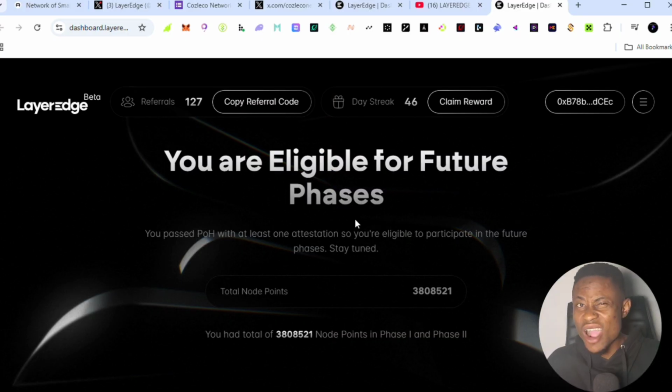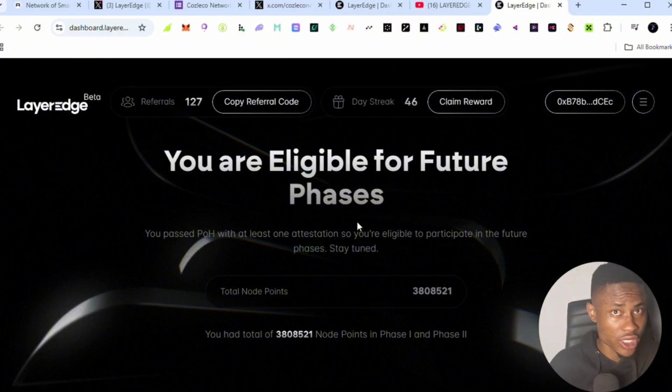Now this particular Layeredge has had a lot of confusion, starting from the proof of humanity, where some people were struggling to do that and many wallets were eliminated. About 500 and something thousand were qualified for the proof of humanity. I know by now every one of us has checked their eligibility. Now how was this eligibility calculated? Because I just showed you guys how to check your eligibility.